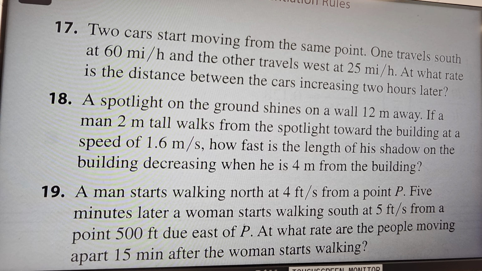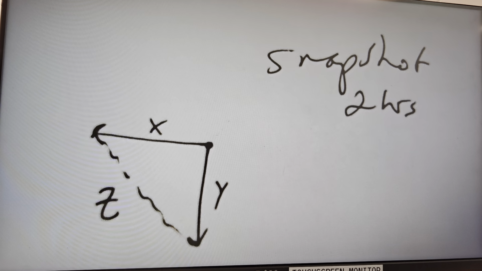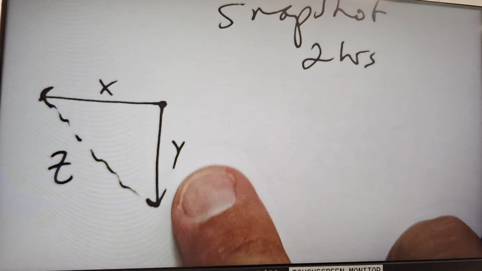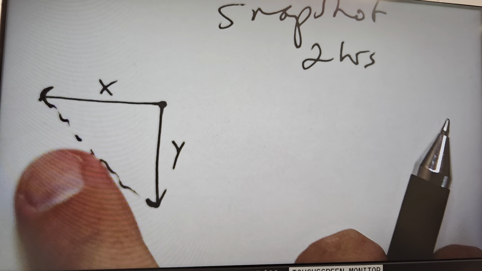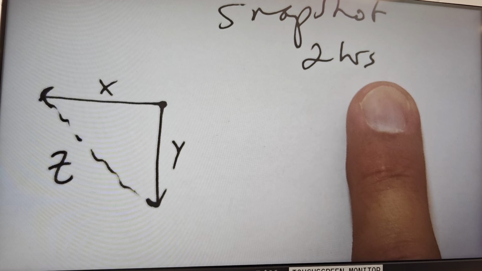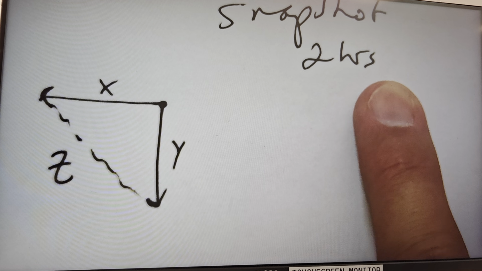So if you drew that picture and you indicated variables for everything that's changing over time, is anyone playing along that's done that? I just did it. So let's see how similar ours are. You got somebody traveling south, somebody traveling west, and the distance between them. So all of those are changing over time. The snapshot is 2 hours. Now, what else did they tell me?